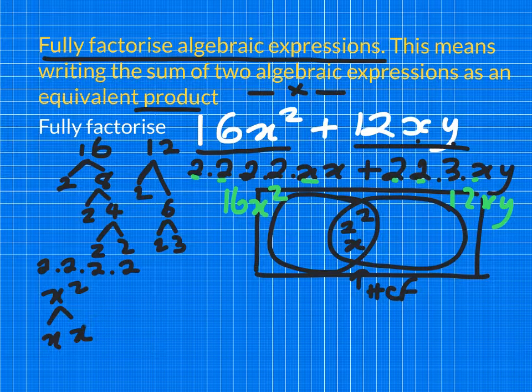Then what are we left with? In the 16x squared, we're left with another 2, a 2 and an x. And in the 12xy, we're left with a 3 and a y.